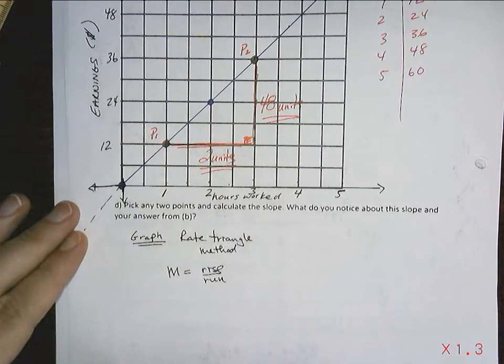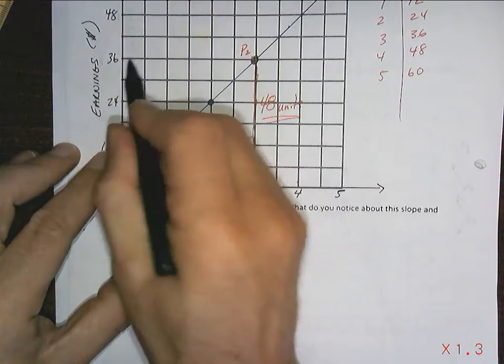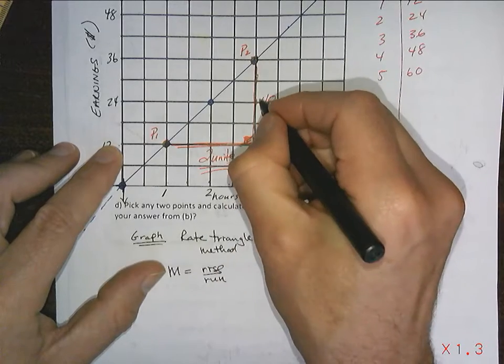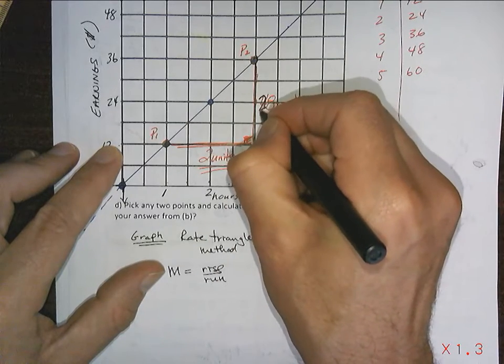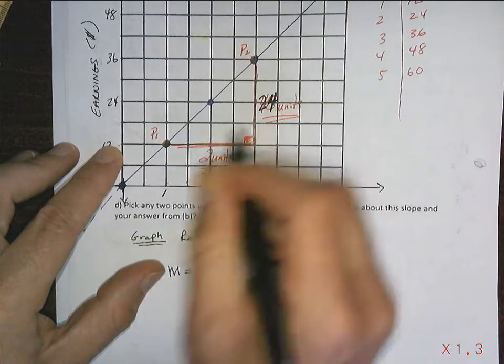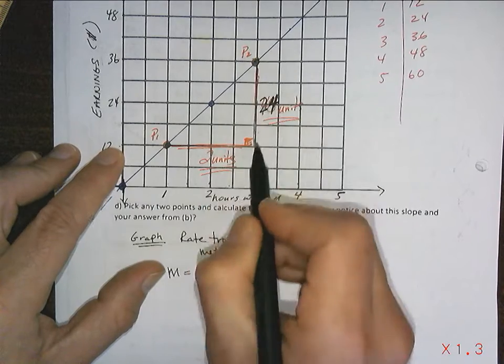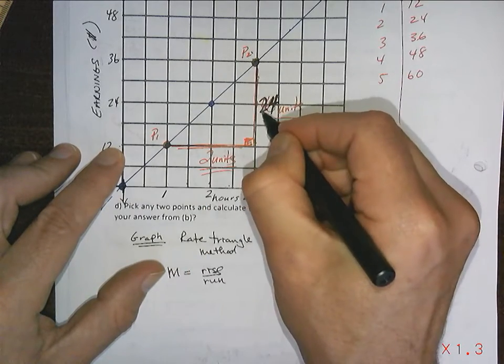Oh, sorry, I think I've made a mistake here. This isn't 48. This goes up to 36. This goes up to 12. This is 24. My mistake. I'm so sorry. That's 24 units. That goes up to 36. That is 12. So the difference between these two is 24 units.